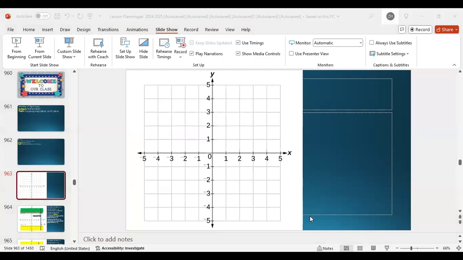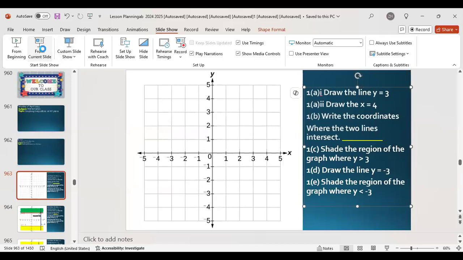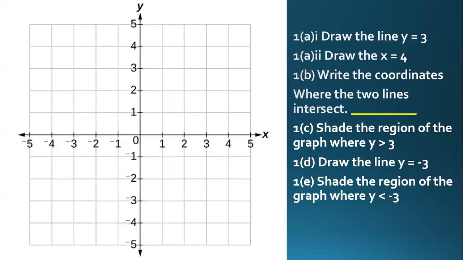All right, so with this graph, let's go ahead and write down the things on the side. Sashanik, since you're already finished with drawing it, can you read the questions that we have here? Draw the line y equals 3. Draw the line x equals 4. Write the coordinates where the two lines intersect. Choose the region of the graph where y is greater than 3. Draw the line y equals -3. Shade the region of the graph where y is less than -3. Very good. Shade the region where y is less than -3. Okay, so that's what they want us to do.